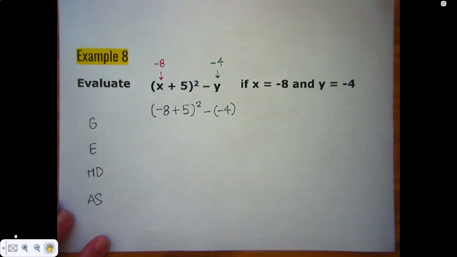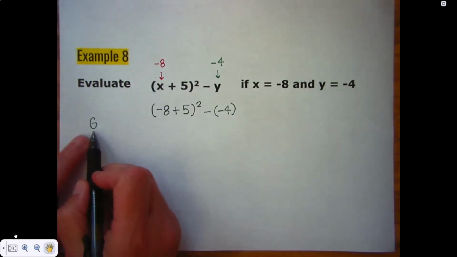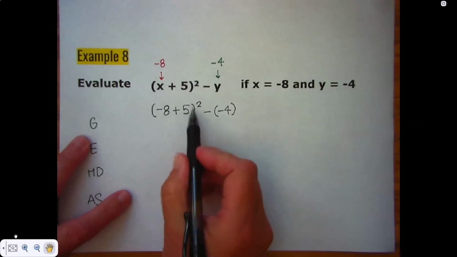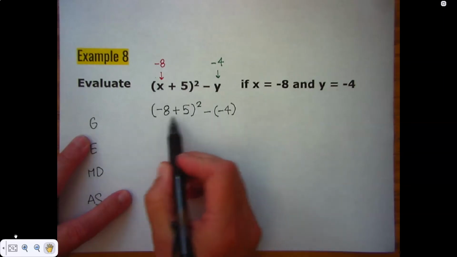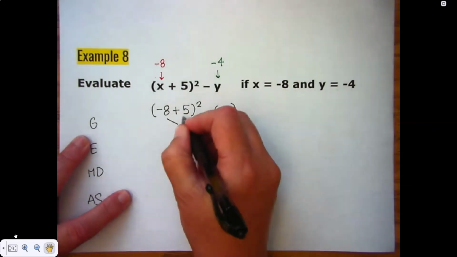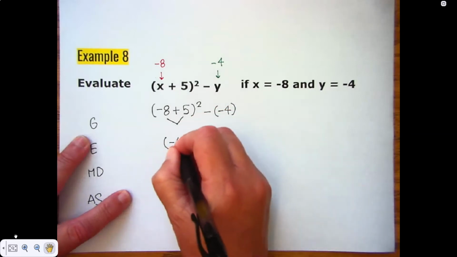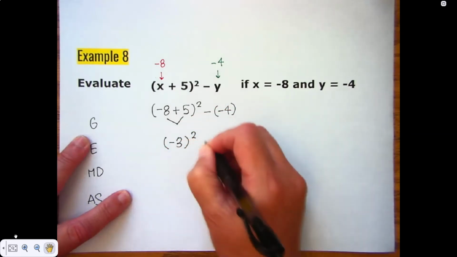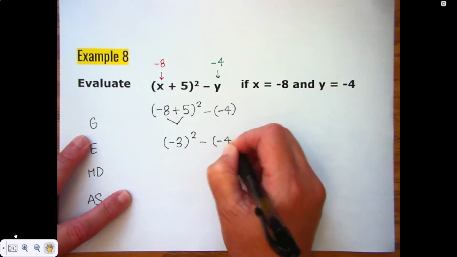All right, so now for GEMDOS. Do we have grouping symbols? Right here are parentheses, and inside we have something to do. So we're going to do that. -8 plus 5 is -3, so we have -3 squared minus a -4.